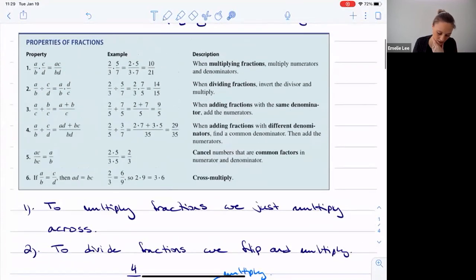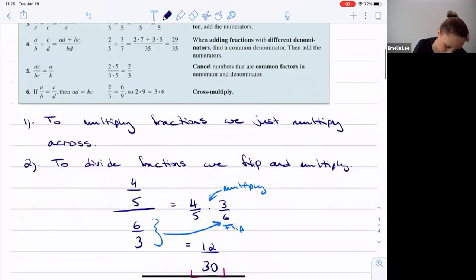Spent some time there, huh? Okay. Property 5 says that, okay, if you have AC over BC, so meaning you're able to pull out a common factor of C. Now, I'll mention this, and then we're talking about factoring later on today. So it might be a good intro, but here you can only cancel numbers if they're multiples in both the numerator and the denominator, right?